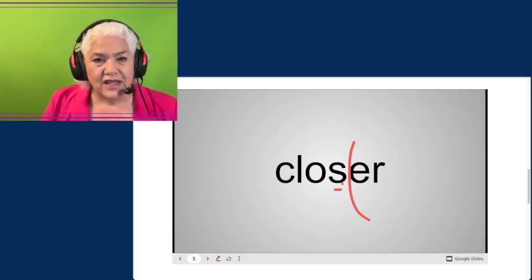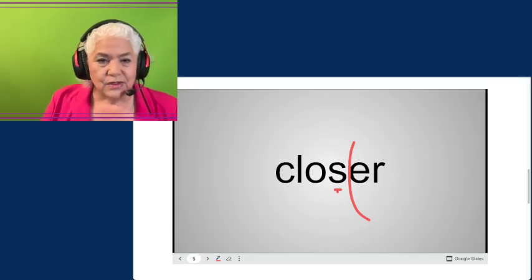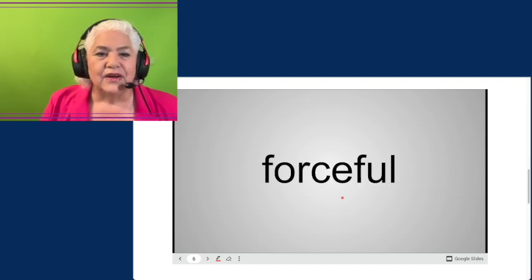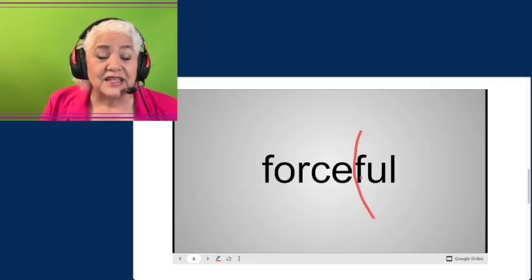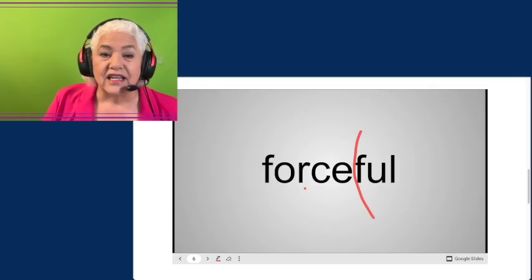Closer. So one consonant between the vowels here, which generally indicates a long vowel. Closer. And the silent E was dropped. And then we go on. Oh, and this one here, we go through and we notice, oh, this E didn't get dropped because this isn't a vowel suffix. And we need that E to tell us that the C says S, and it's forceful.